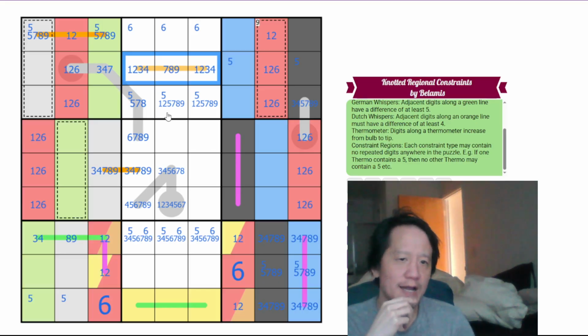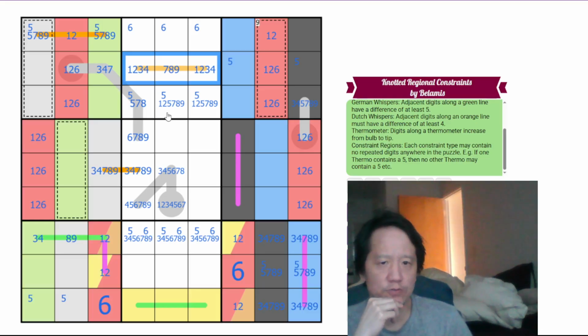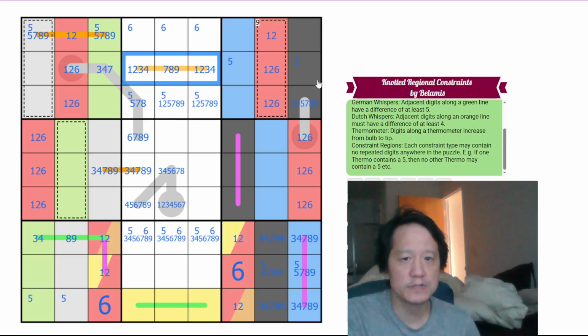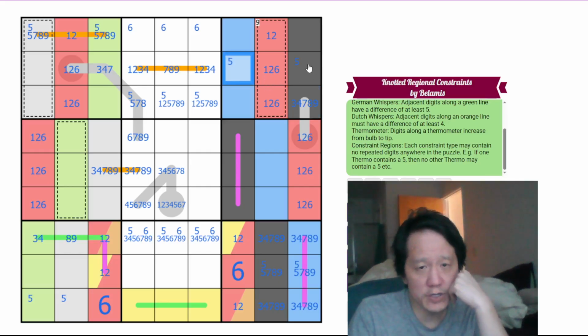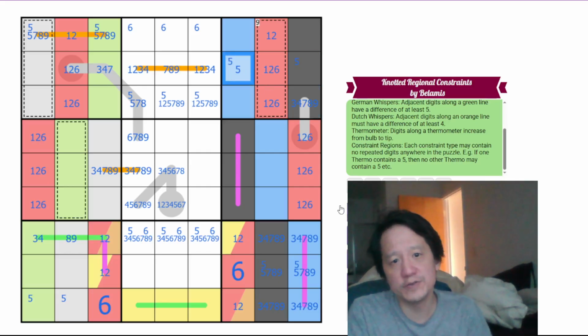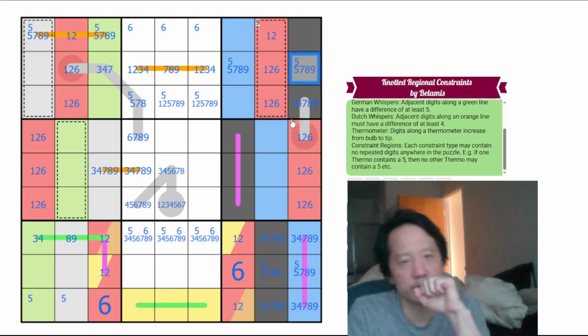The green has to have a 3 or 4. Oh, this cannot be 5 here. Because 5 has to be one of these two, which means it can't be here. It has to be one of those three, which means it can't be here. So again, this becomes 5, 7, 8, or 9 as possibilities.